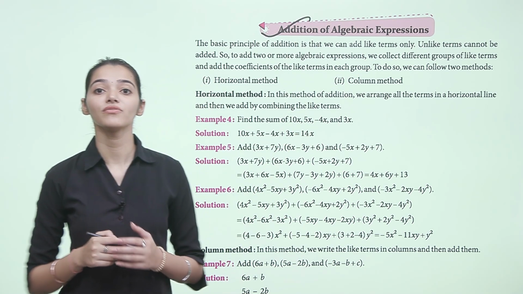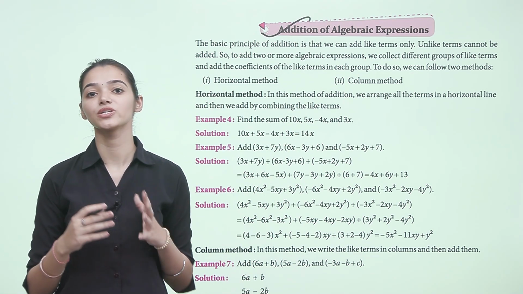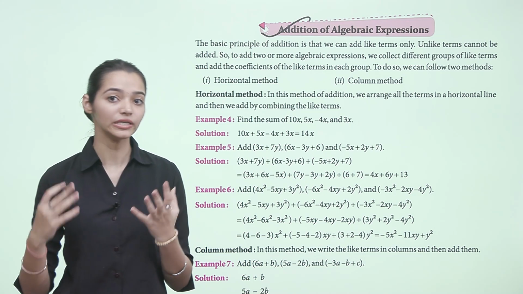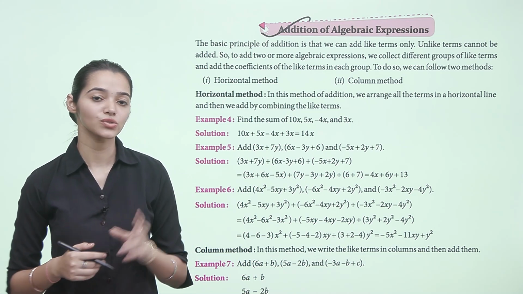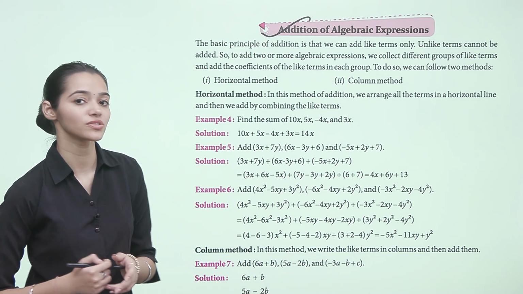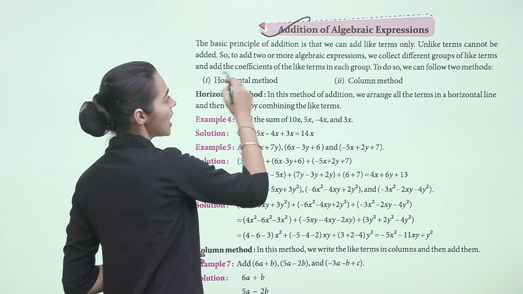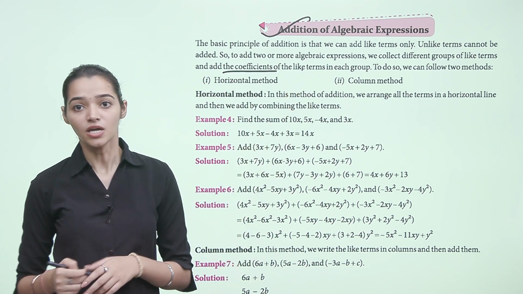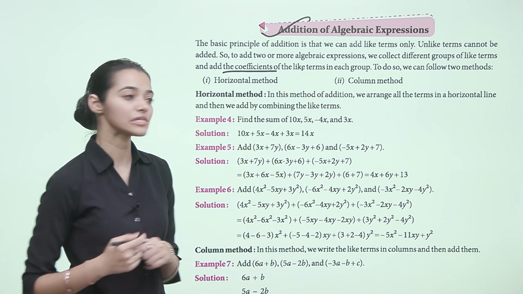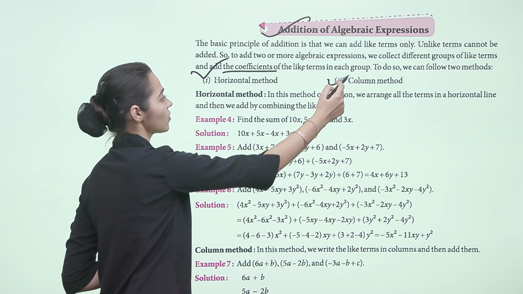Next is our addition of algebraic expressions. The basic principle of addition is that we can add like terms only. Unlike terms cannot be added. So to add two or more algebraic expressions, we collect different groups of like terms and the coefficient of like terms. Now we can do it by two methods. First is our horizontal and second is column method.